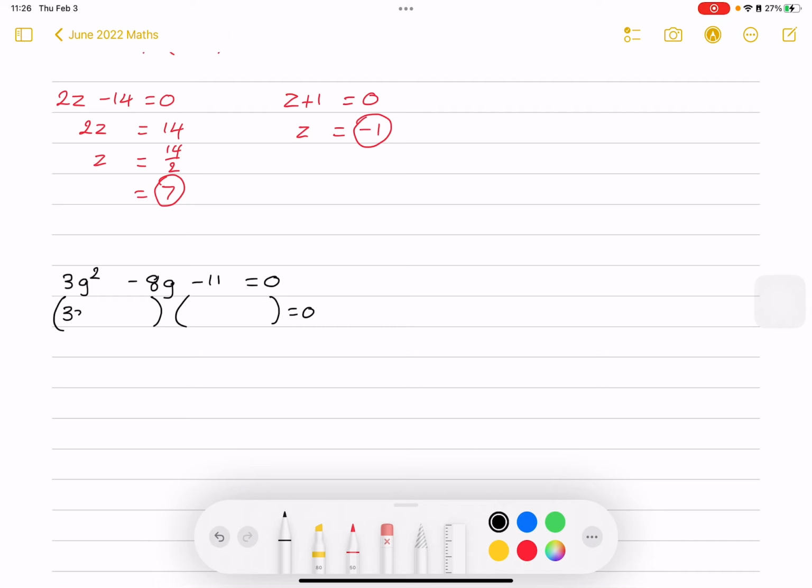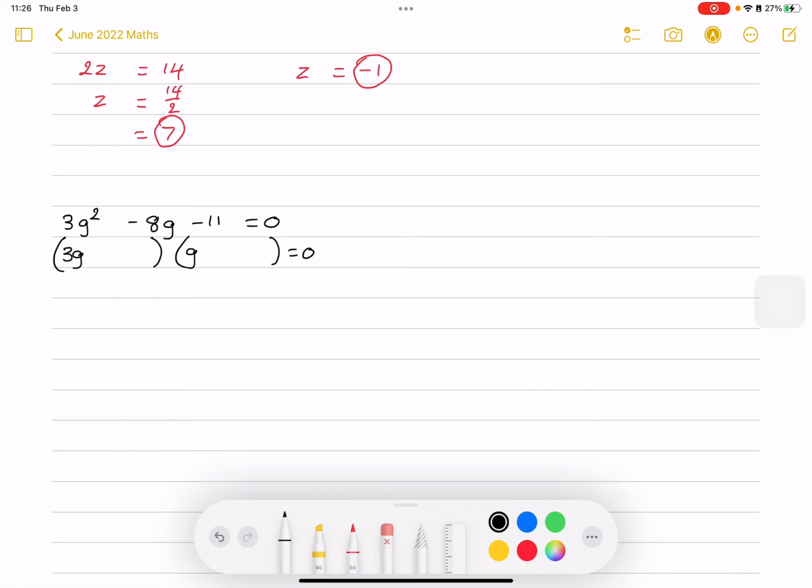So we put my 3 here, and I put the g there. So 3g by g will give me 3g squared. And 11 happens to be a prime number, so there's only two possible combinations, right? So 11 by negative 1, or negative 11 by 1 will give me negative 11, right?